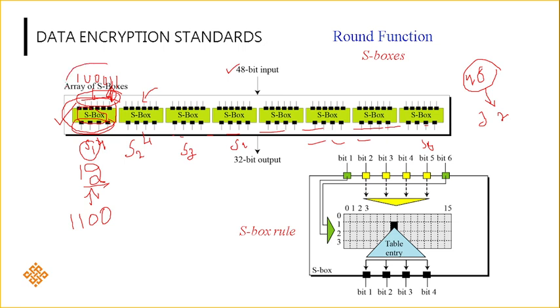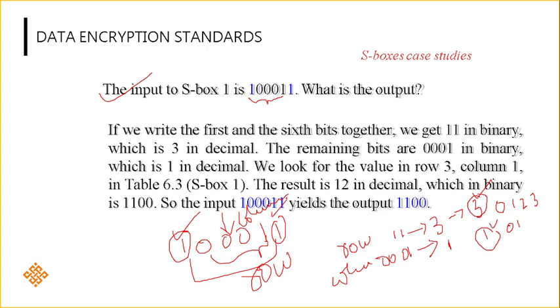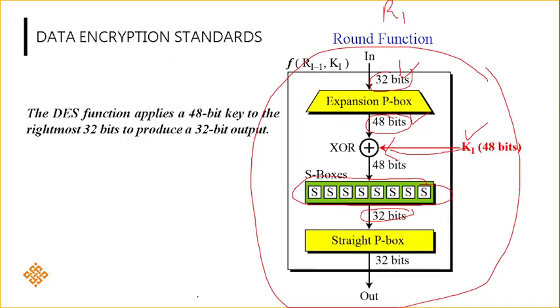In this way, the 6 bits are converted into 4 bits. Like that, each box will convert 6 bits to 4 bits. Totally we have 8 boxes, 8 into 4, so you will get 32 bits as the output. This is how the substitution box will reduce 48 bits to 32 bits. One thing you should keep in mind, and this is very important, is the row and column. The first bit and the last bit are considered as the row. The remaining 4 bits are considered as the column. Clear? In this way, the 48 bits are converted into 32 bits.